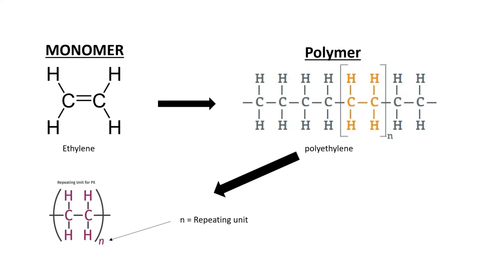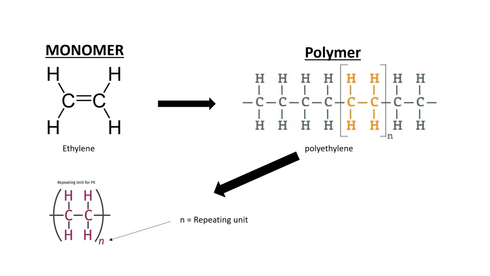We can display these single units in the way shown in the bottom left of the screen in what we call a repeating unit. We do this as a polymer can get very long, and thus it would be impractical to draw them out. Where the n is, we would put a number to signify how many of these repeating units are in the polymer.